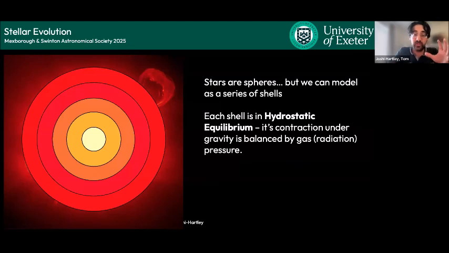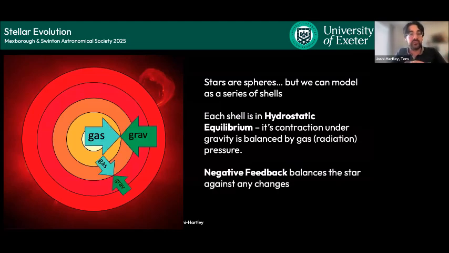They're under contraction under gravity, but it's balanced exactly by the gas pressure, by this radiation pressure outwards. For a shell that's closer to the center, both of these forces will be bigger. It's feeling more gravity because it's closer to the center of the star, but it's also closer to the nuclear burning region, so it feels more gas pressure. So for each of these shells, you get a nice balance between the gas and the gravity.